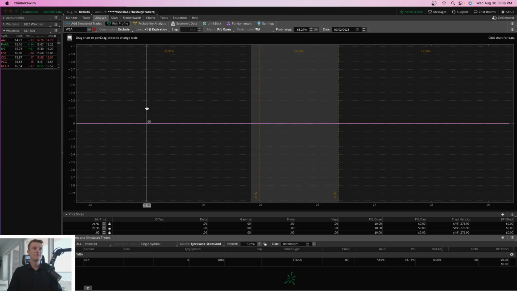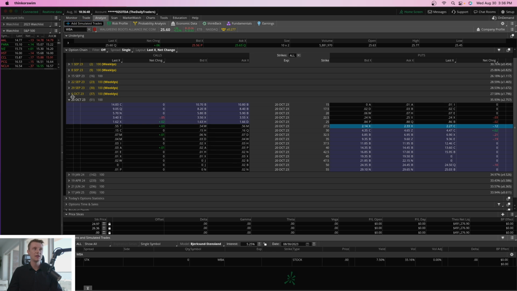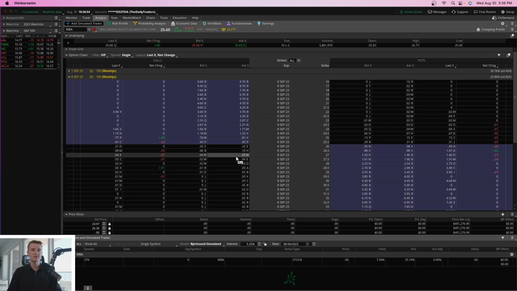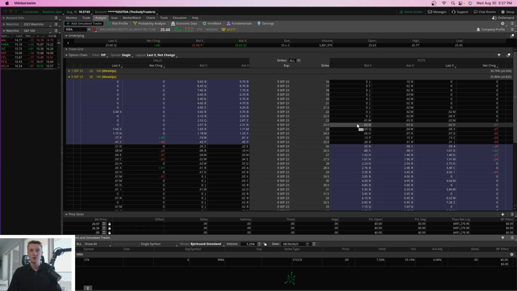Okay, so for example, if I add a simulated trade here, let's just go with the September 8th contracts. Obviously I want to buy a put, and now these blue contracts are going to be in the money, inherently safer contracts, and then the darker contracts are going to be out of the money, so a little riskier. What we're going to want to do is find the optimal contracts to buy that present enough upside while minimizing our downside.